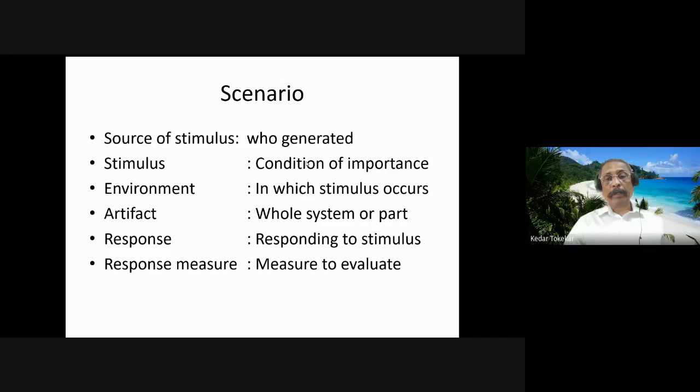Now stimulus is the condition of importance. In this case, what is the condition of importance? That a fire alarm has been generated, in an environment where there has been some smoke around, and the stimulus was given to the system. The source triggered the stimulus. Now, which is the artifact? What has gone under the threat or consideration? Is it the whole system or a part? Artifact means whatever our software has: it might be code, design, test suite, test case, or anything.